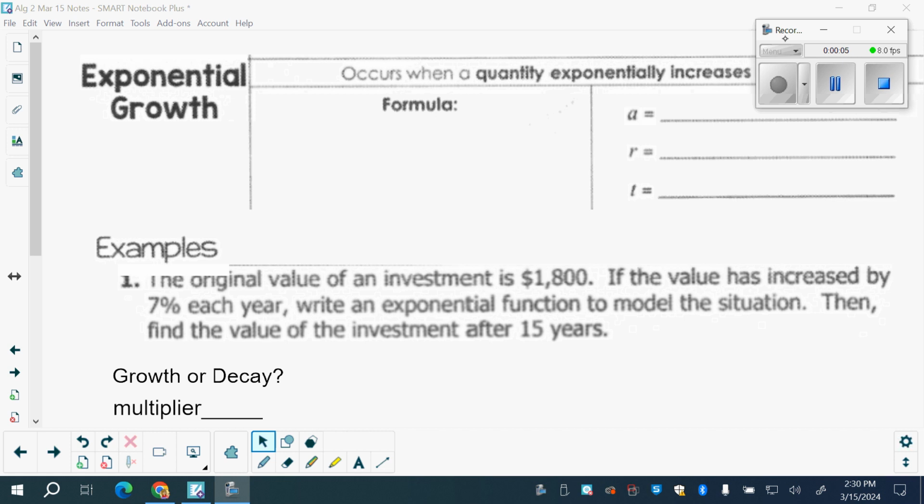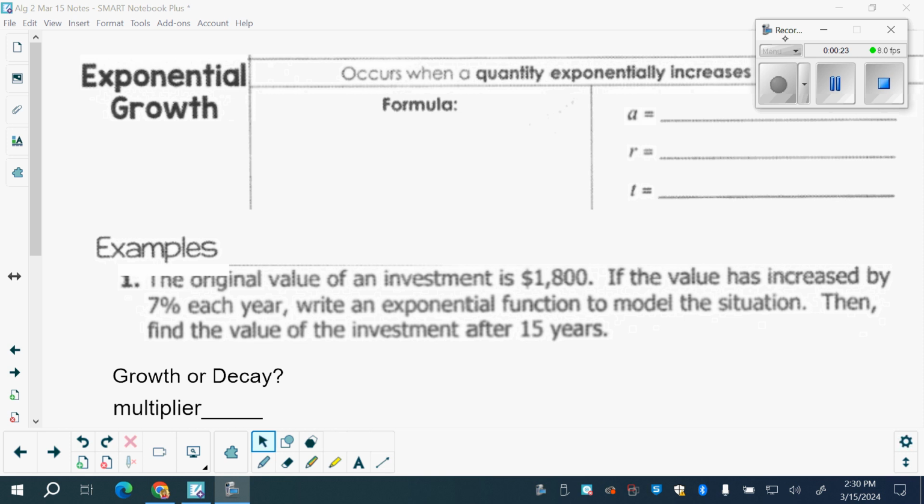Okay, word problems today. Attention up here, please. Thank you. So we're going to do exponential growth and decay.